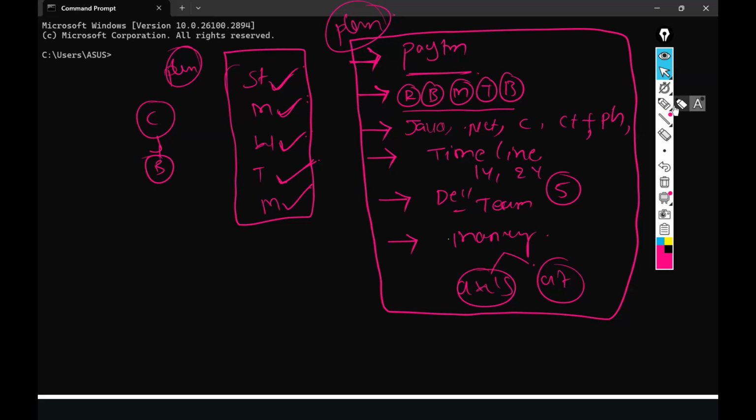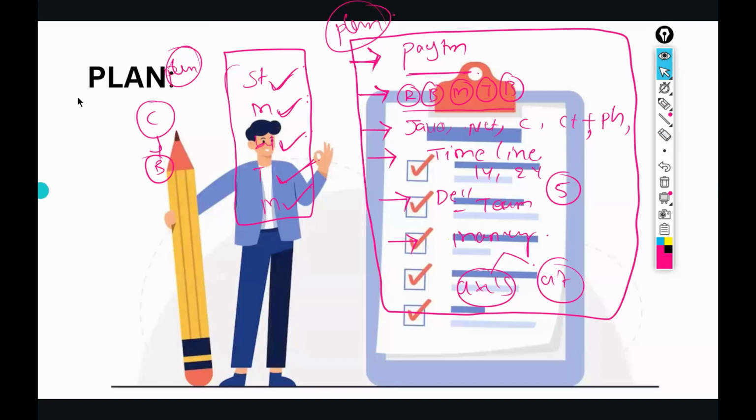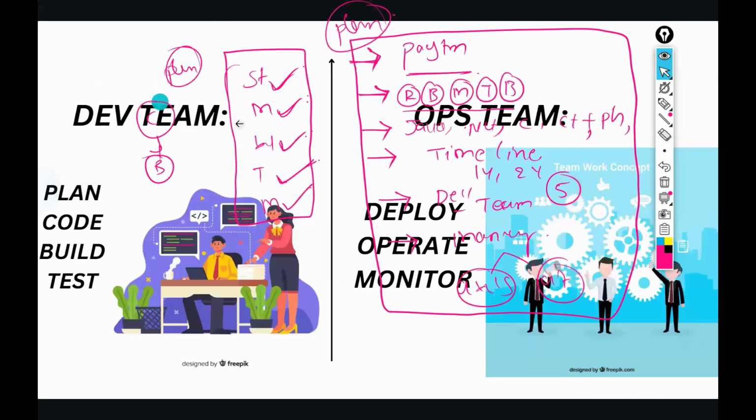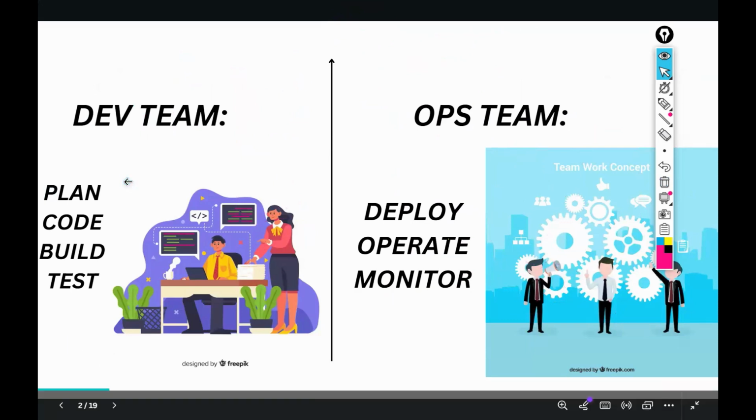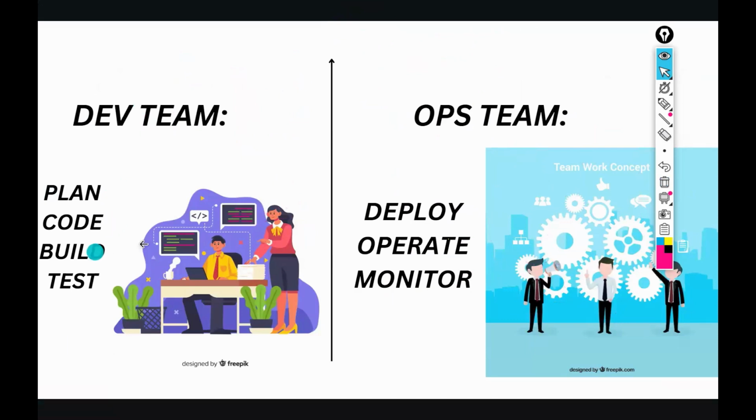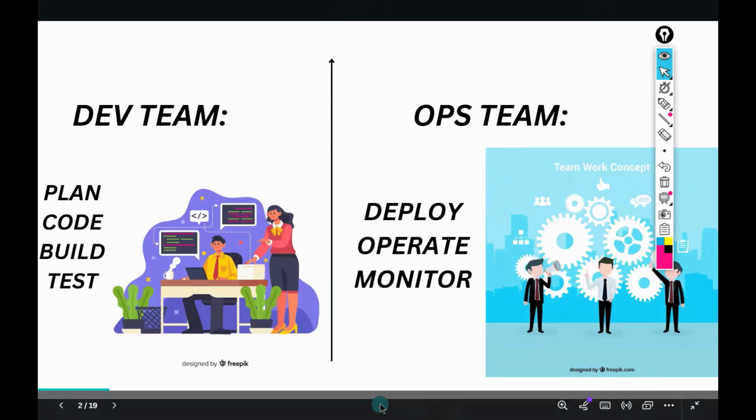Super. Let me repeat one more time for you. In SDLC, totally we are going to implement 2 teams. Who are they? Development team and then operational team. The things that are done by the development team: they do plan, they do code, they do build, they do test, and they do deploy, operate, and then monitor. Let us discuss one by one what they will do.